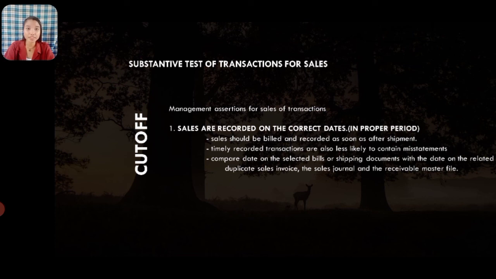And the third point is to compare the date on the selected bills or shipping documents with the date on the related duplicate sales invoice, the sales journal, and the receivable master file. So, by means of comparing the dates on the duplicate invoice that you have issued to the sales journal and sales receivable, you will come up with correct recording of the dates.